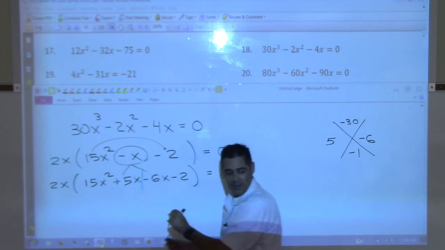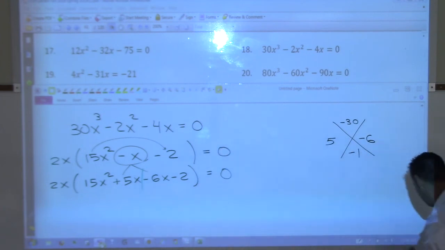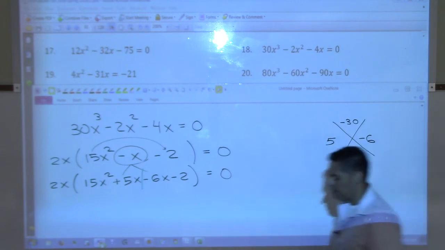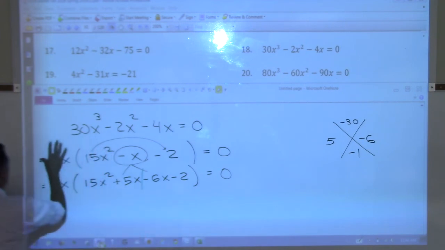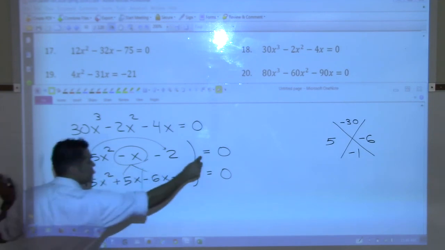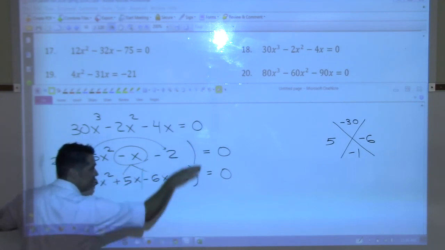You ready to pass the torch to Alyssa? So you bring the 2x down. Okay, 2x is going to come down. I should have equals in front of all these, but, well, no, because it's an equation. We have an equals here, so we just go line to line. Okay, keep the equal there.